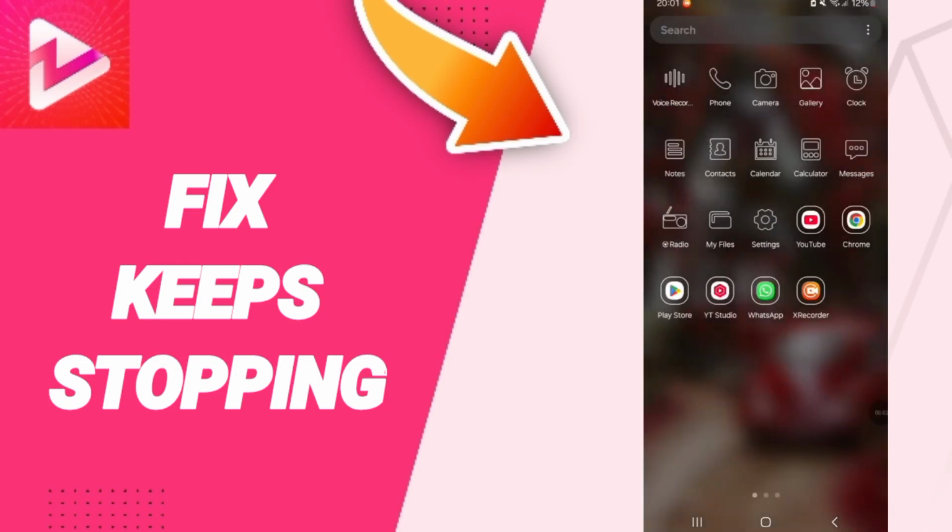Today we'll talk about how to solve the problem of Repeat TV keeps stopping on the weekly settings.